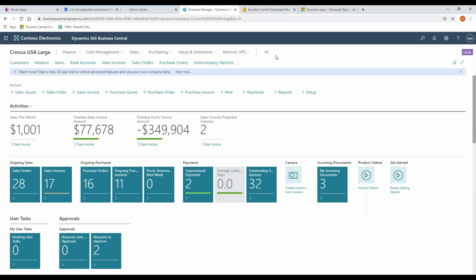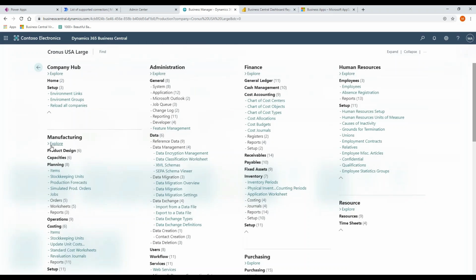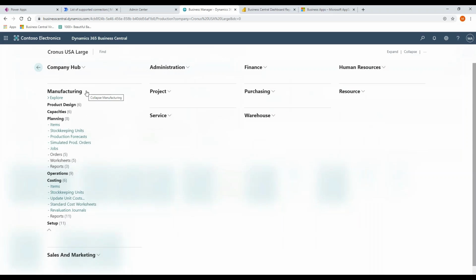So this is the role center. I do want to open up the hamburger menu here just so that you can see the really broad capabilities of the application. So we're obviously not going to go through all of these areas, but just showing them to you. So we do have full manufacturing capabilities.